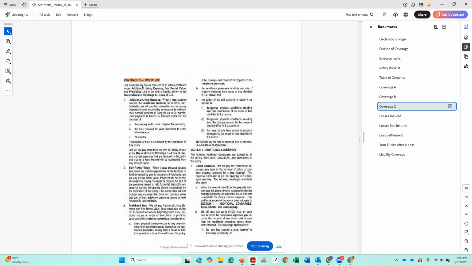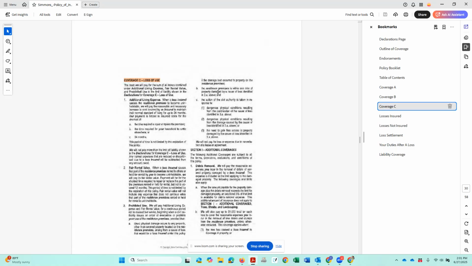Coverage C, for loss of use, this includes a category called additional living expense, which is a common thing. Say you have to be out of your house because of the damage to your house by a fire or a storm. This part will pay for any additional expenses that you incur over and above what you would normally incur living in your home. It would pay the amount necessary for you to live in the same way, in the same standards as you had been living before the loss.